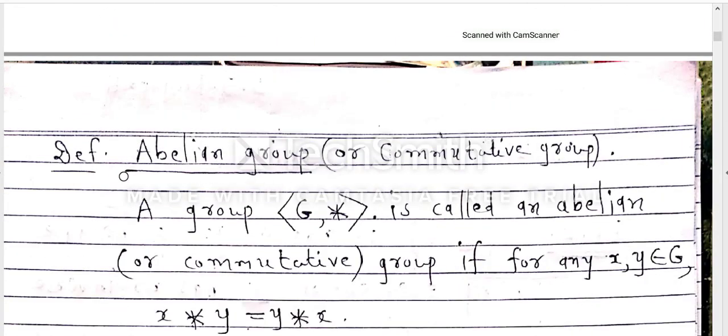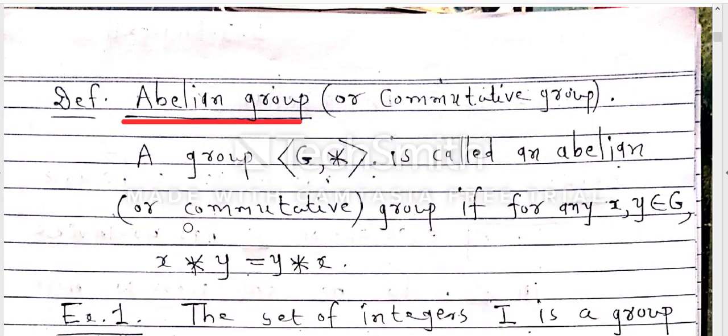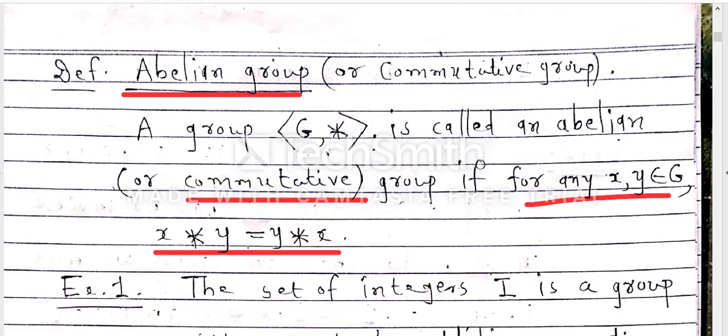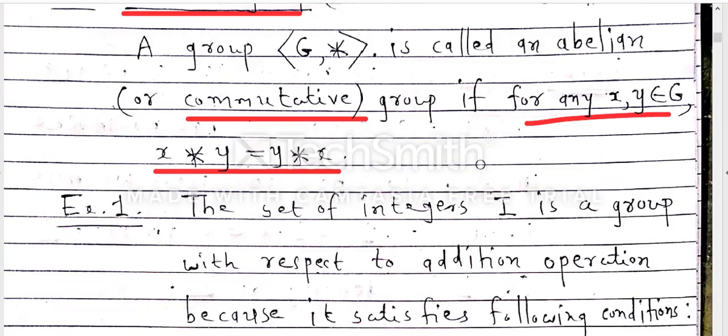This is another definition, abelian group. We have discussed what is the meaning of commutative binary operation in the second lecture. So a binary operation is commutative if x star y equal to y star x for all x, y in G. So if binary operation star is commutative, then the given set is called an abelian group if it is a group.